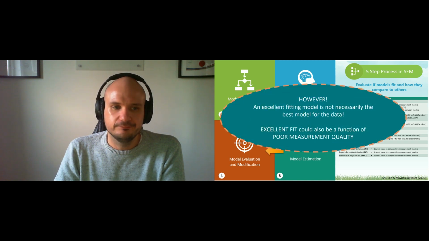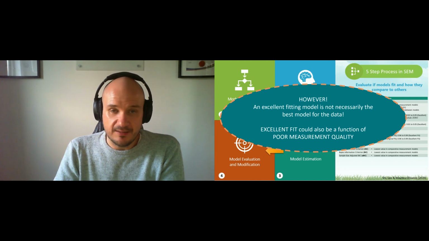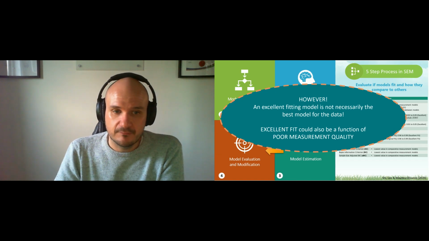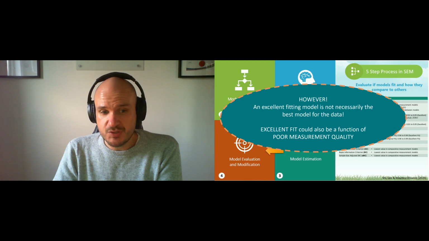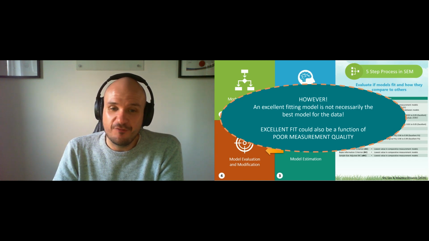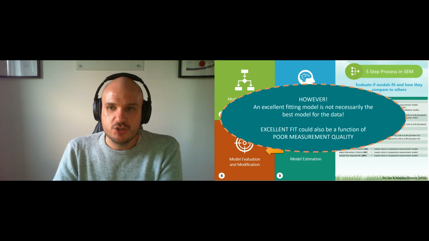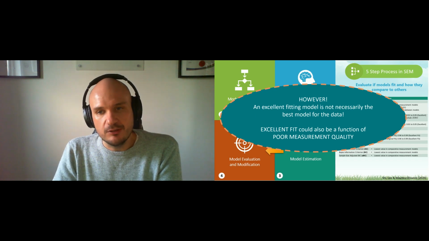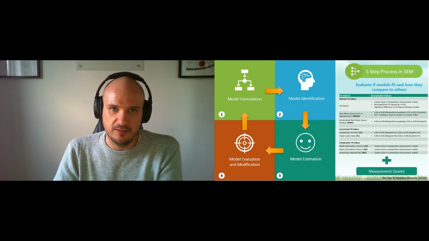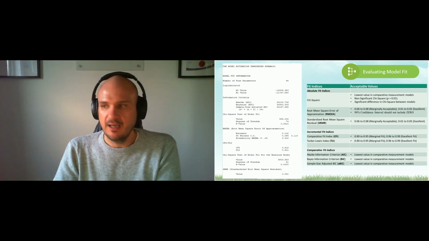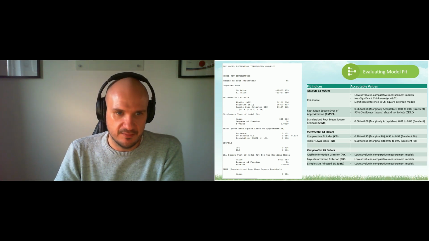However, even if you get a model that fits the data perfectly, right, it does not necessarily mean that that's the best model for your data. A lot of research has shown that excellent fitting models are a function of poor measurement quality. So you always have to look at model fit first, of course, but then also look at measurement quality. And what do we mean by measurement quality? I will show you that in a minute.